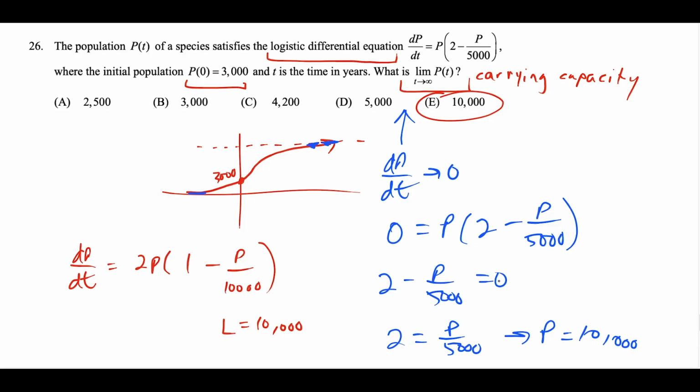So this also tells us the carrying capacity, but this is way more logical and easier to remember than that formula I wrote out at first. So this one, either way, is going to be choice E.